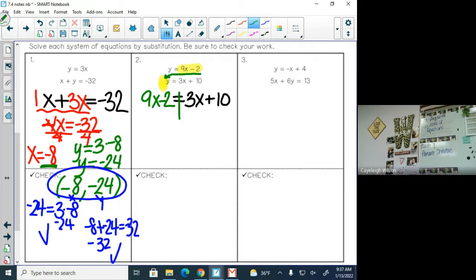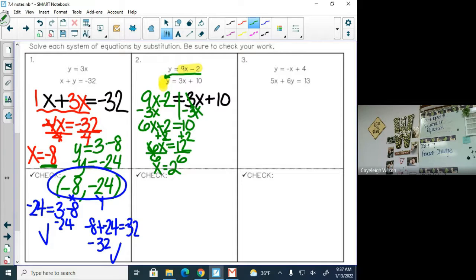So I'm gonna subtract. Okay, well we're gonna see. So I'm gonna subtract the 3x. So 3 minus 3 is gone. 9 minus 3, that's 6x minus 2 equals 10. So I'm gonna add the 2. So 6x equals 12. Divide by 6. And x equals 2.